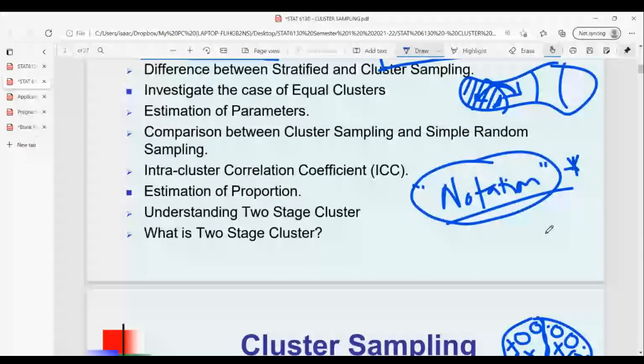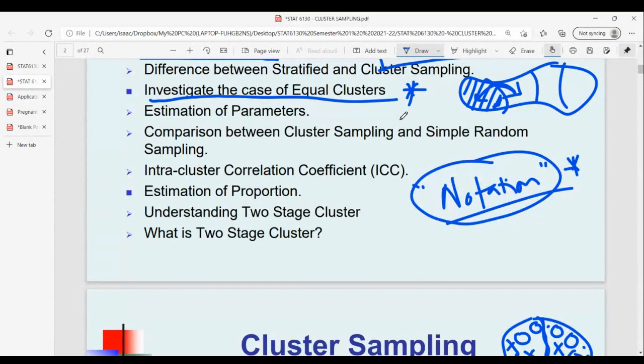One of the notions that always comes out most of the time is that it's always easy to look at the case of equal clusters. Now, the reason why that is so is because we don't have to worry about the size of the clusters. But this is very hard to do in practice, right?